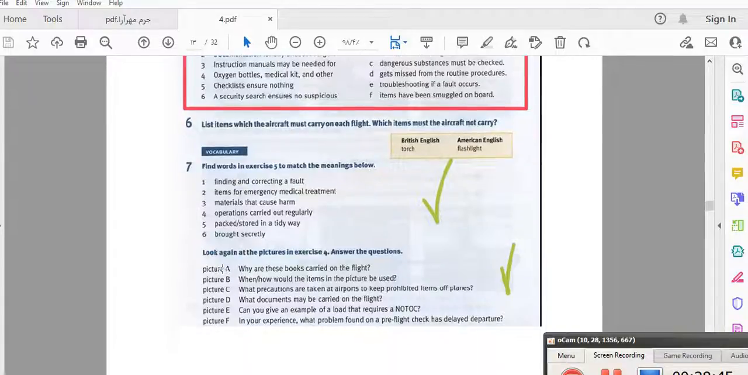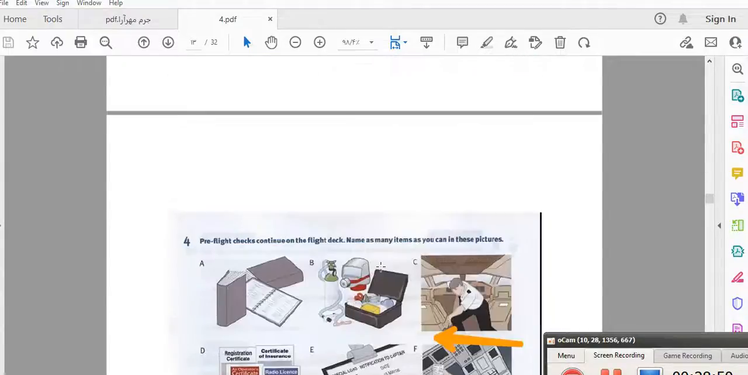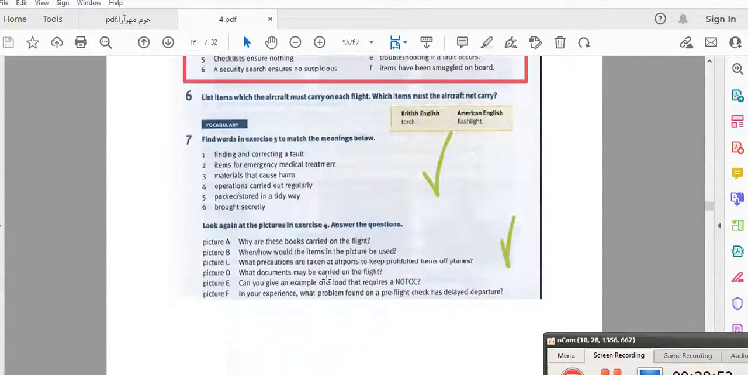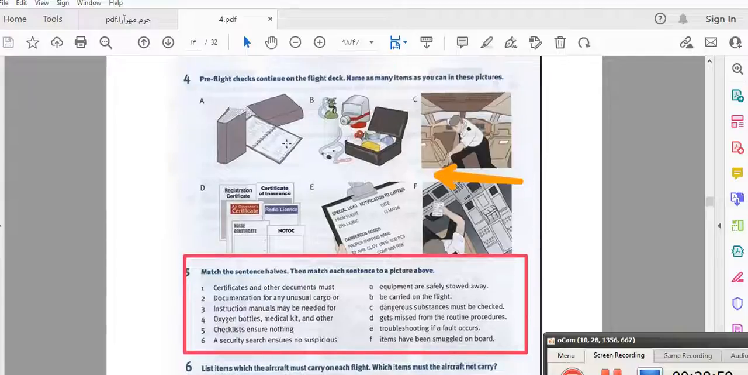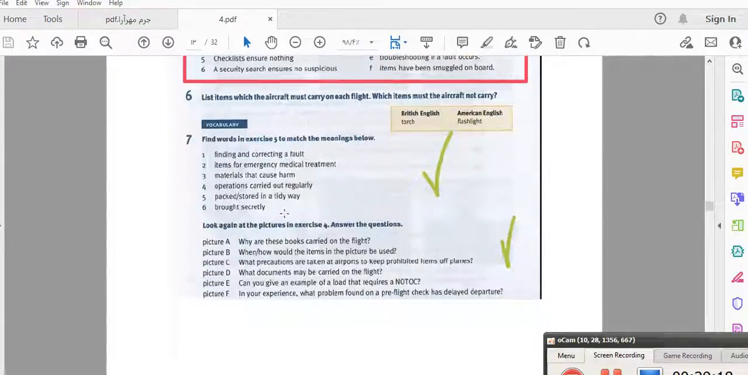Brought. Look again at the picture in exercise number 5. Answer the question. Why are these books carried on the flight? Why are the instructions carried on the flight? For example, the manuals and instructions. We can use them and check them when there is a non-routine procedure, when there is something which is not ordinary. We can use them in order to check them, learn something, and use them in emergency cases.